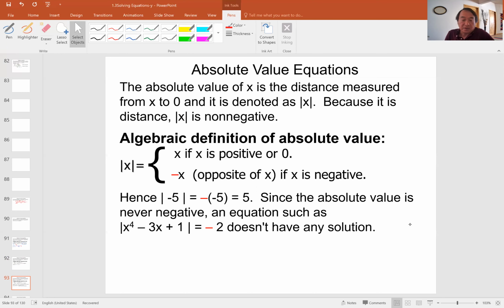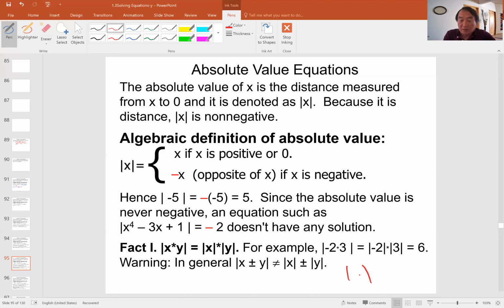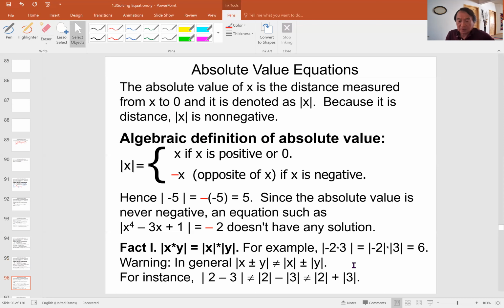So this doesn't have any solution because distance cannot be negative. And this is an important fact about absolute value. You can split up multiplications, but very important, not addition and subtraction. 3 minus 1, just test it. But actually, this is not a very good one. Here, that's an example here.